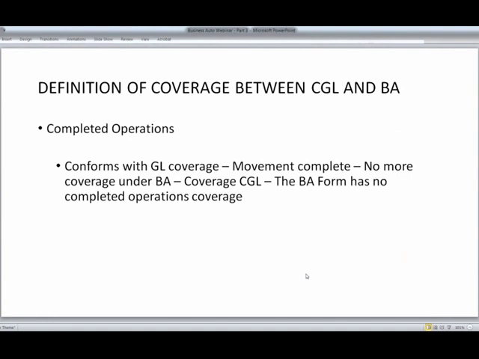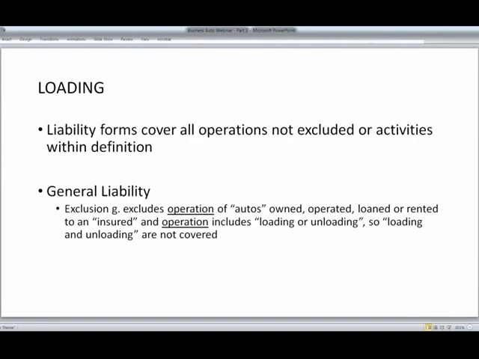Complete operation conforms with or mirrors the GL coverage. Movement complete, no more coverage under the business auto. The coverage is in the GL. So liability form covers all operations not excluded or active. This is the general liability form.